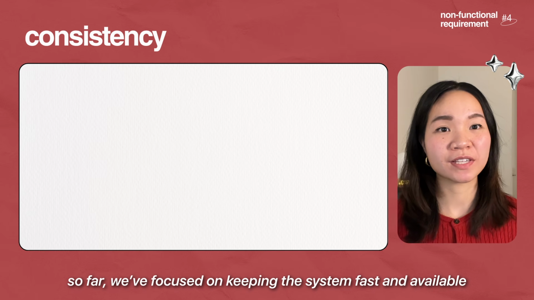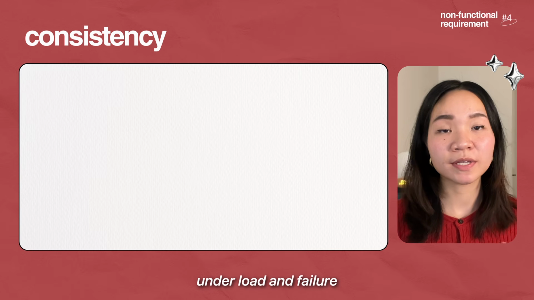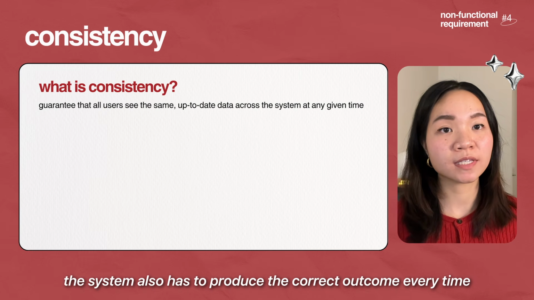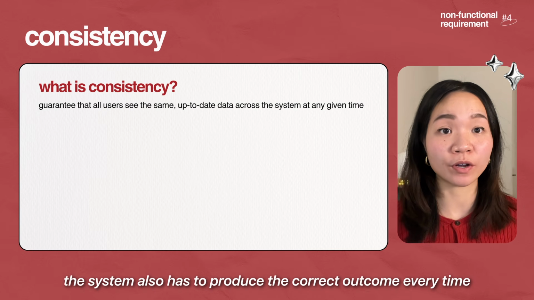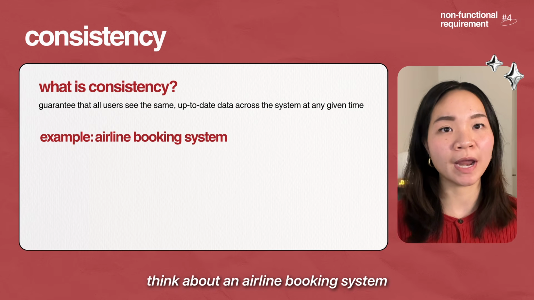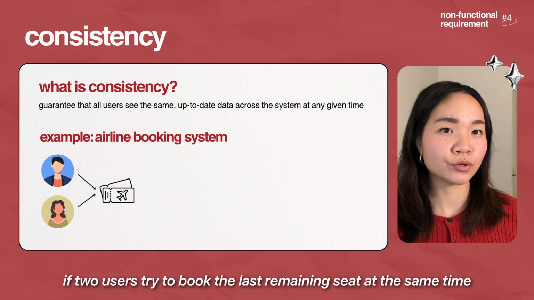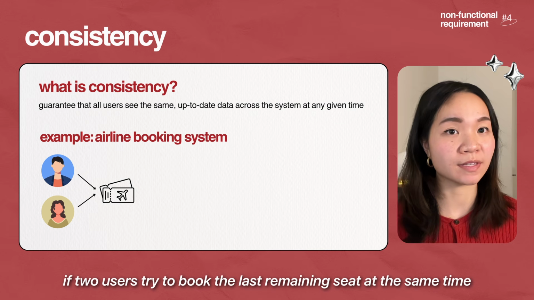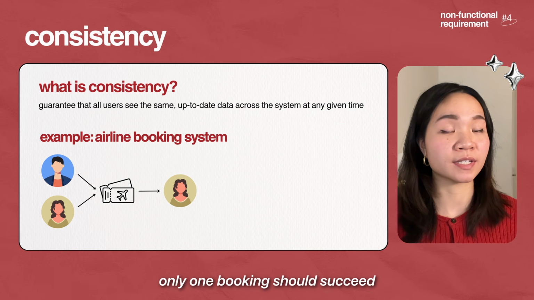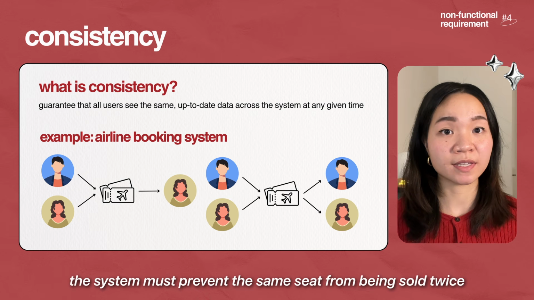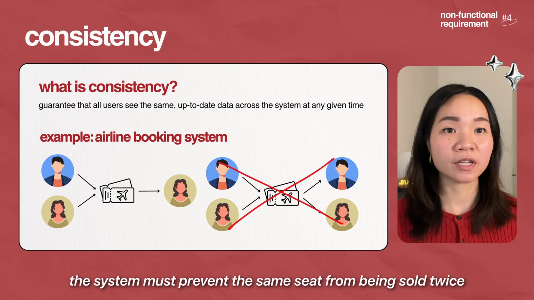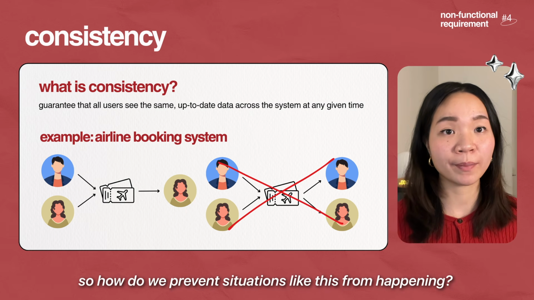So far, we focused on keeping the system fast and available under load and failure, but staying up isn't enough. The system also has to produce the correct outcome every time. Think about an airline booking system. If two users try to book the last remaining seat at the same time, only one booking should succeed. The system must prevent the same seat from being sold twice. So how do we prevent situations like this from happening?